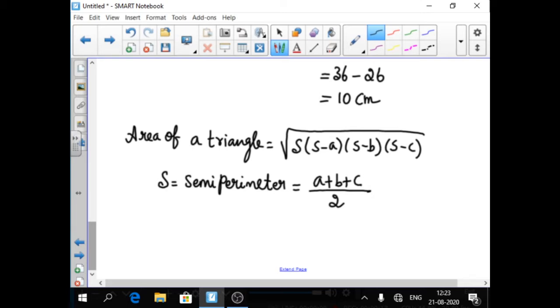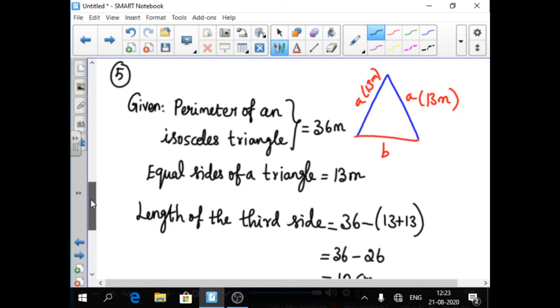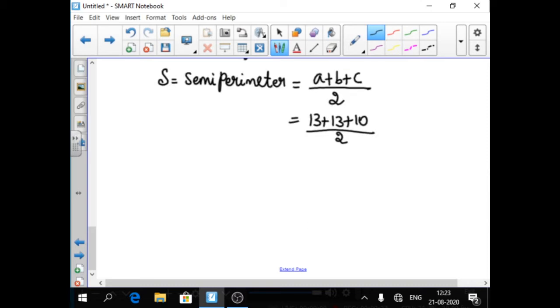So here A value is what? Here we have two equal sides, that is 13 and 13, and the other side is 10. So you can write 13 plus 13 plus 10 divided by 2, or otherwise you can write 36 because it is the perimeter. A plus B plus C is the sum of the boundary. So here 36 will come. 36 divided by 2 gets cancelled, you will get 18. Therefore the value of S is equal to 18 centimeter.